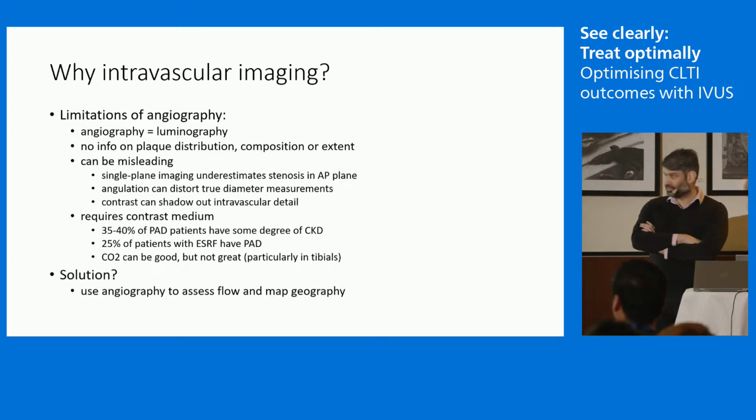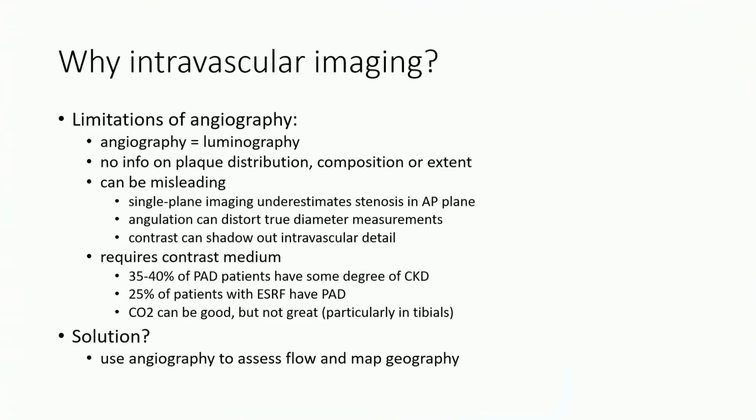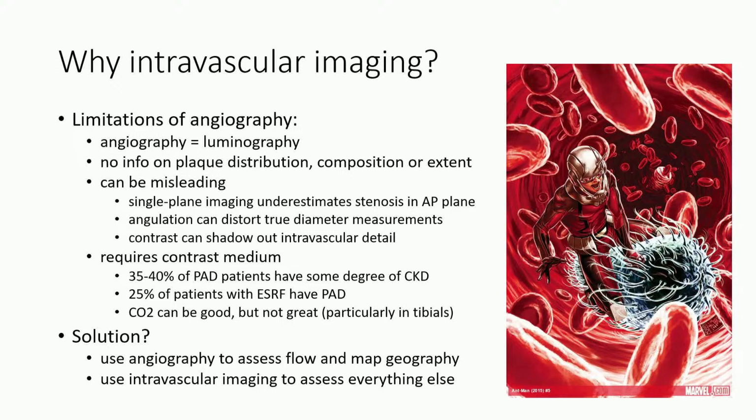So the solution, what we've settled on, is to use angiography simply to assess speed of flow and map out the rough geography or the geometry of the vessels, the branch points, and essentially use IVUS pretty much for everything else.